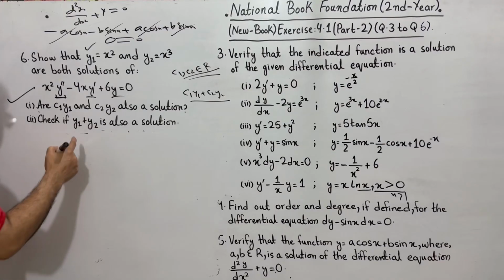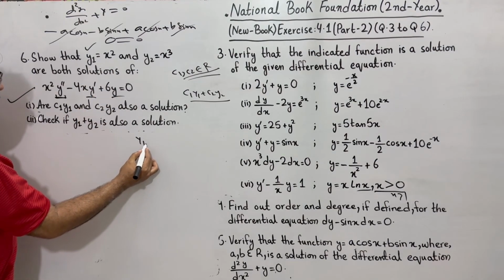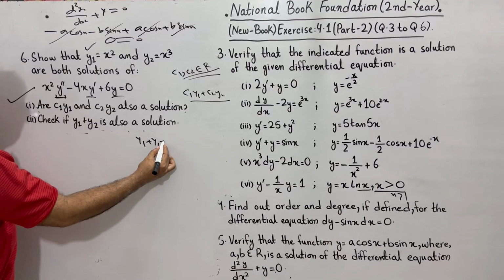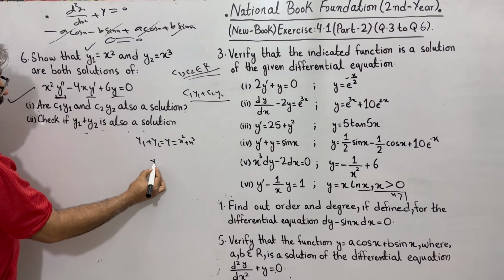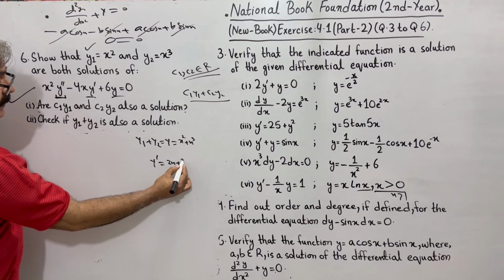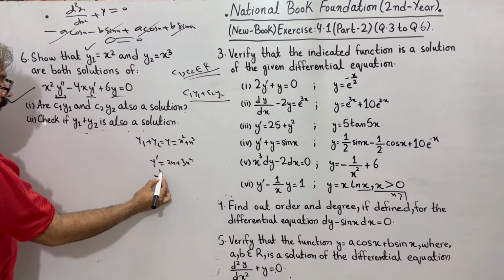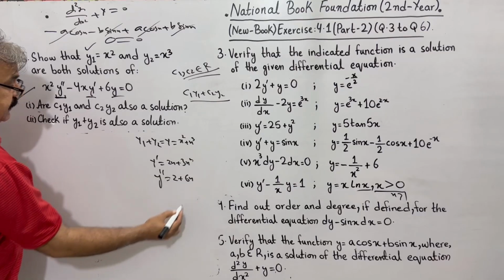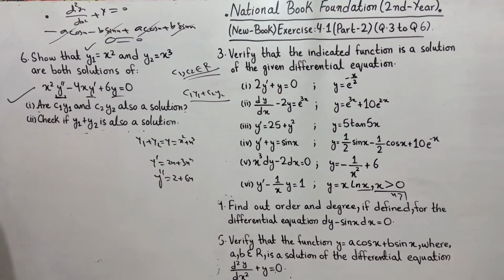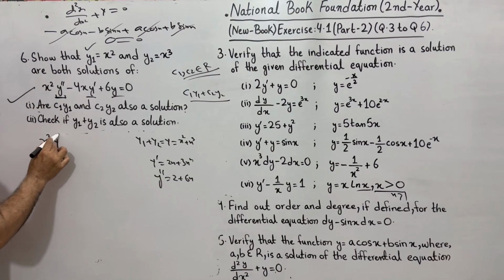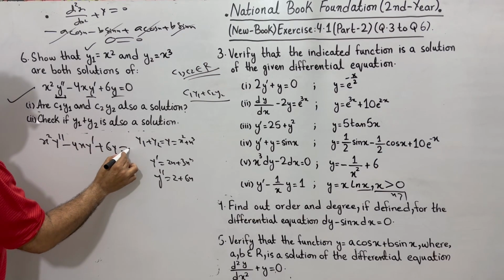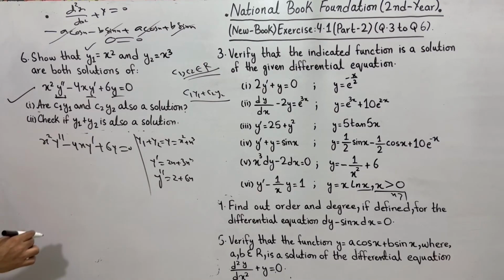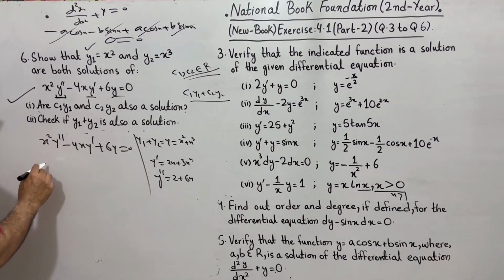This principle is known as principle of superposition. Let's verify this one. Now, taking both y1 plus y2 as y, it's equal to x square plus x cube. Differentiating one times, it is going to be 2x plus 3x square. Differentiating again, 2 plus 6x. Plug in the values here. x square, y double dash minus 4x, y dash plus 6y is equal to 0. Let's verify principle of superposition.